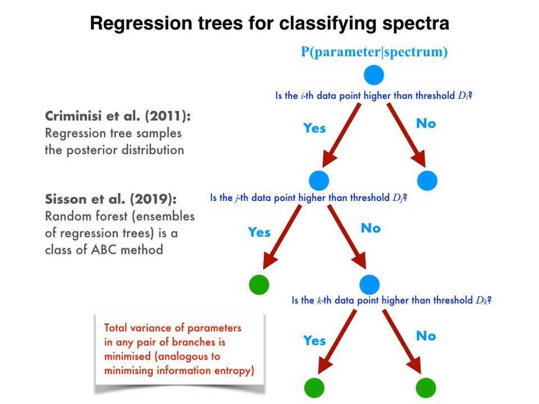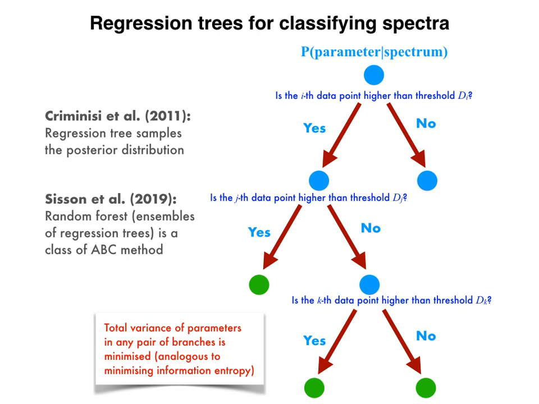from one another. You then ask another question: is the jth data point higher than some threshold d sub j? And you choose these thresholds and you randomize on asking which data points in such a way that the information entropy of the entire regression tree is minimized.